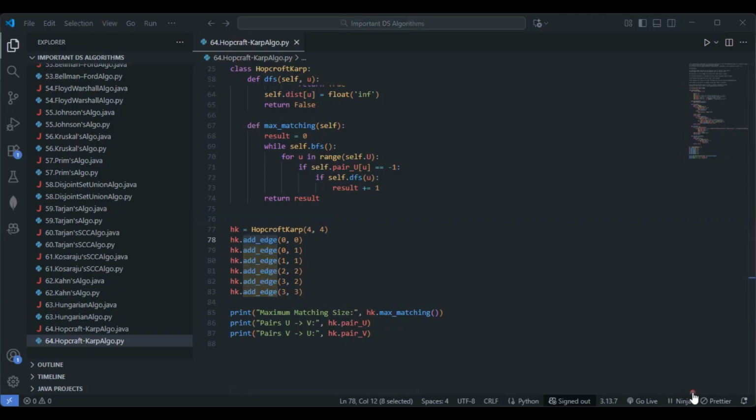So let me draw the graph for this. The edges I have written here are from 0 to 0, 0 to 1, and 1 to 1. Sorry, we are going with a bipartite graph, so let me delete this. Here we have to consider two sets: one is the U set and another one is the V set.